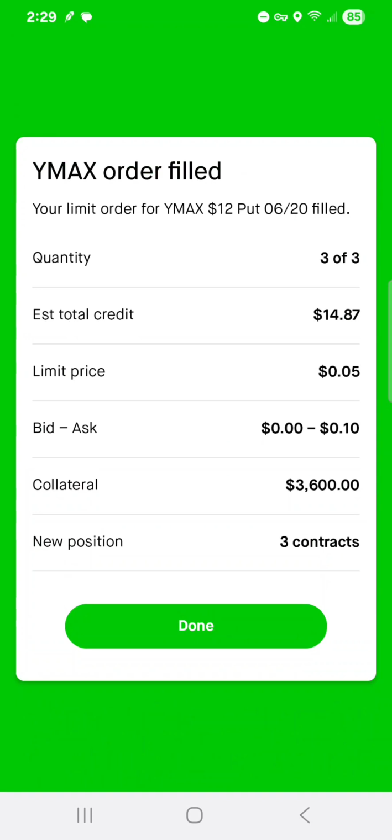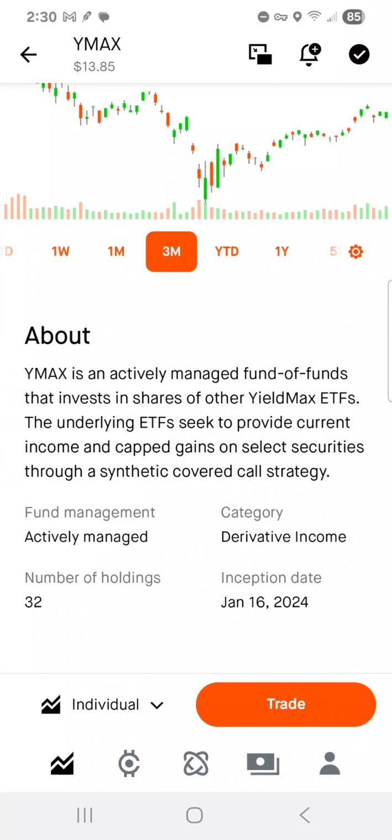Wow, look at that. Up here at the top, it said YMAX order pending, and now it says filled. So at that strike price of $12, at that limit price of 5 cents a contract, it went through. So I'll click done. Great.